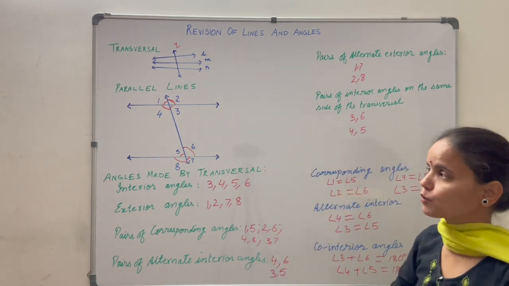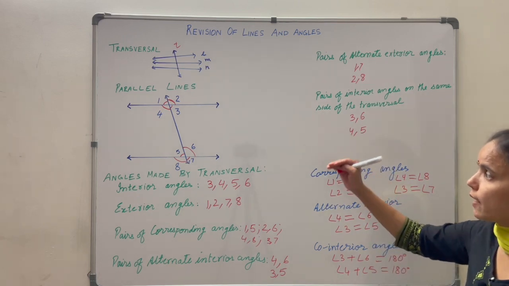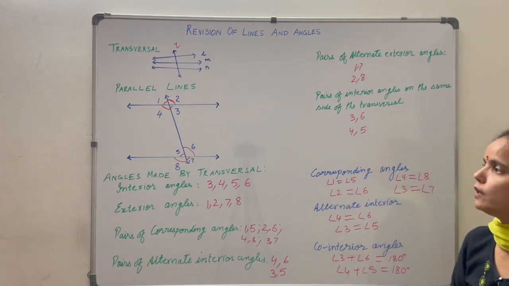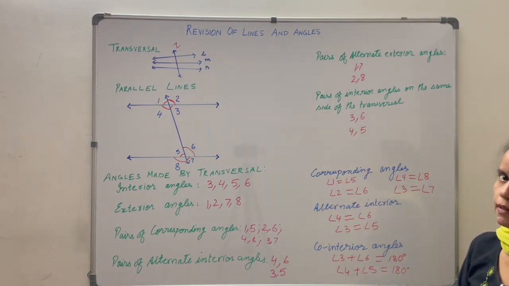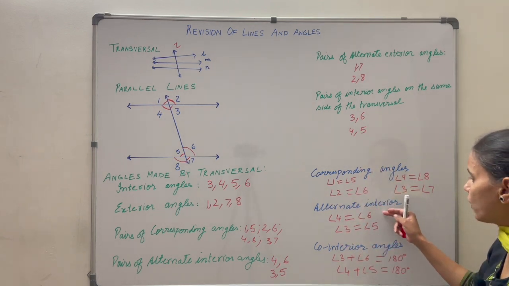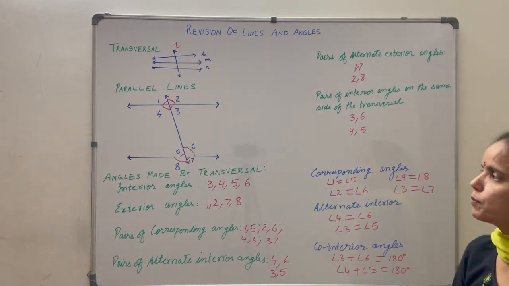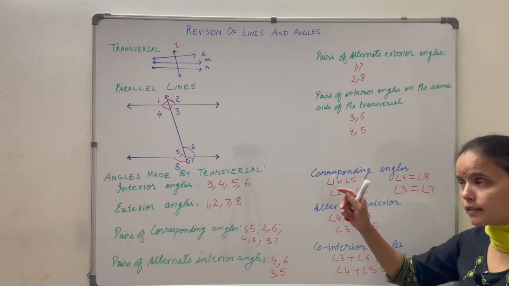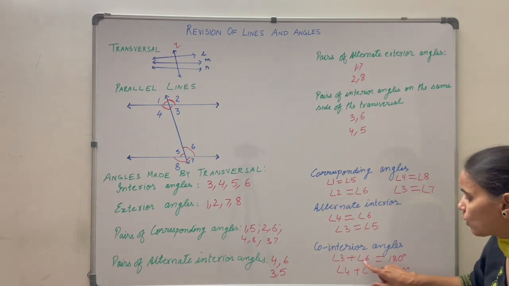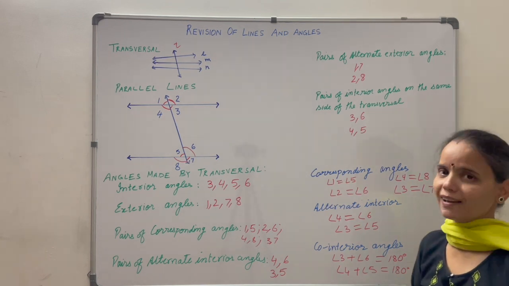The converse is also true. That means if a line intersects two lines in such a way that one of these pairs of corresponding angles are equal, then the lines are said to be parallel. Similarly, if one of these pairs of alternate interior angles are equal, then the lines are parallel. If the sum of angles on the same side of the transversal adds up to 180 degrees, then we say that the lines are parallel.